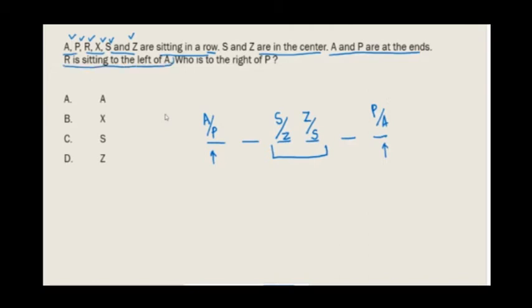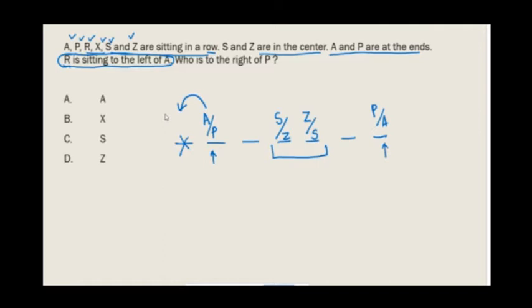Now, R is sitting to the left of A. Now, this is a key question, key data that you have to analyze. Now, R is sitting to the left of A. Now, what is left of A in this case? Left of A is this position. Now, according to the arrangement, we don't have a place here at all if I take A here.